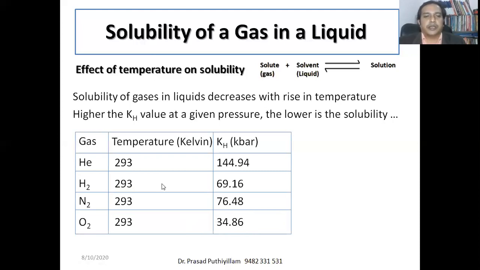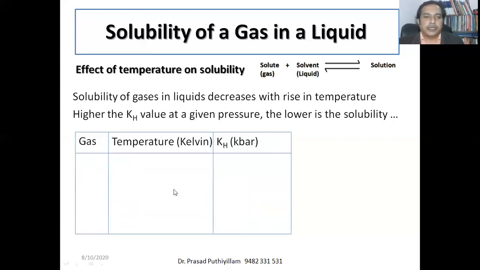Here the temperature is constant, whereas the gas molecules are different, so the Kh values are also different. From this we can see that at a given temperature, if the Kh value of one gas is 144 and another is 34, then the one with the lower Kh value will have higher solubility. So higher the Kh value, lower the solubility, or lower the Kh value, higher the solubility. So these are the examples.